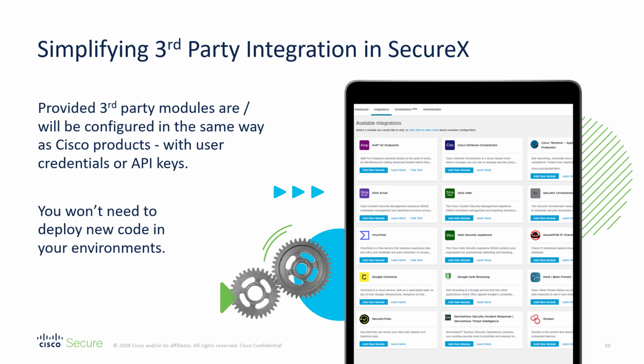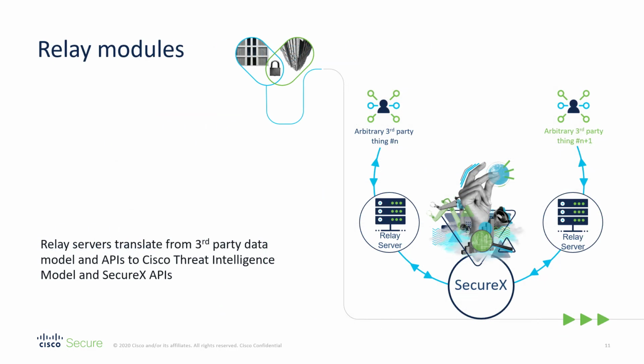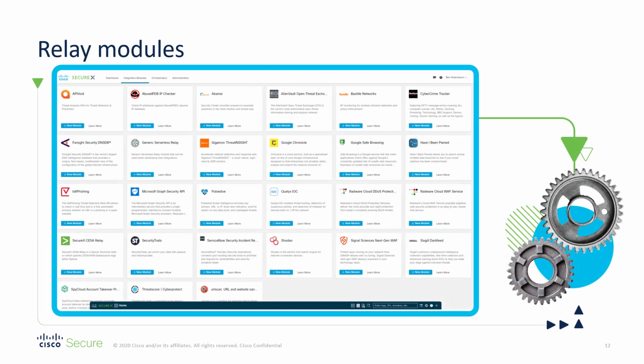You just put in your user credentials, your API keys. You don't need to deploy any code in your environment. And the reason that that's even a factor is that there is code involved, of course, and we have these relay servers that are what the relay modules talk to. And the relay servers handle the translation from the third-party data model and the third-party APIs to the Cisco Threat Intelligence data model and the SecureX APIs. And that is code that performs that function, and that code has to live somewhere so that the modules can talk to it.